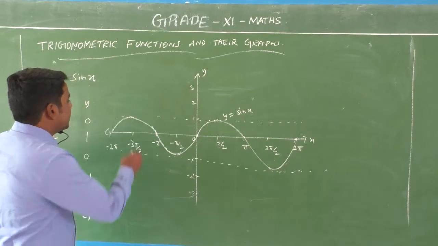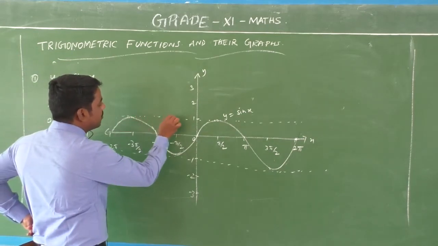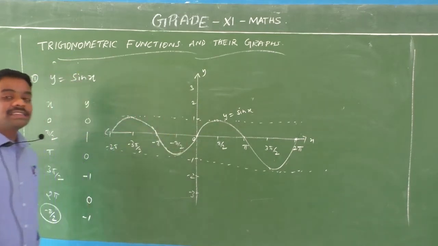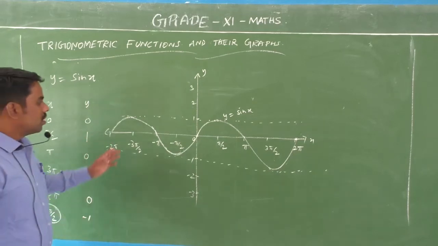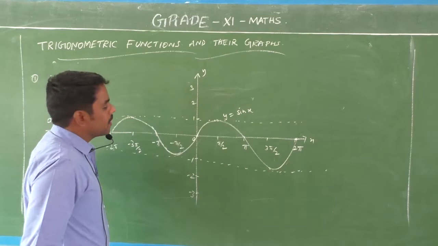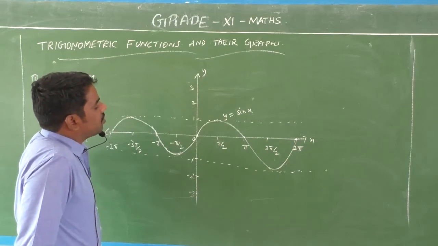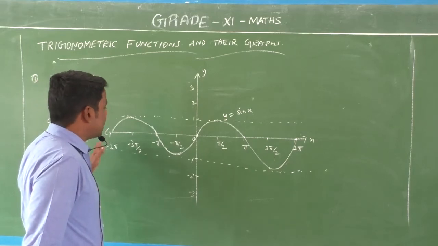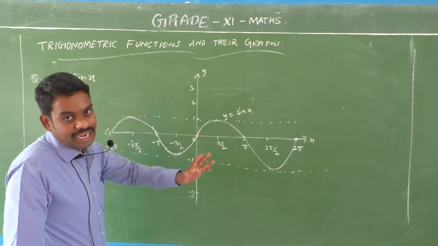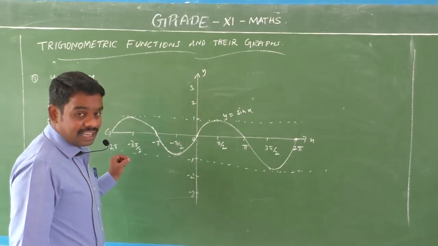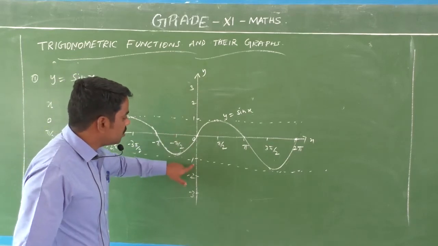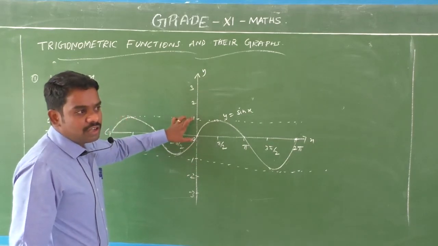Okay. Here, the domain of sin x is minus infinity to plus infinity. Already in the last class I taught domain and range. So the domain of sin x is minus infinity to plus infinity, and the range of the function sin x is minus 1 to plus 1 only.